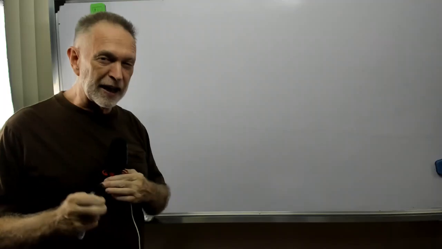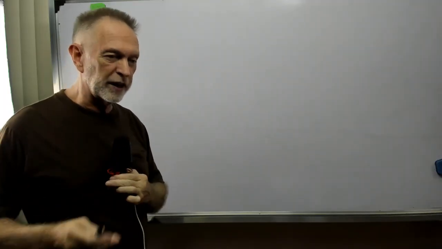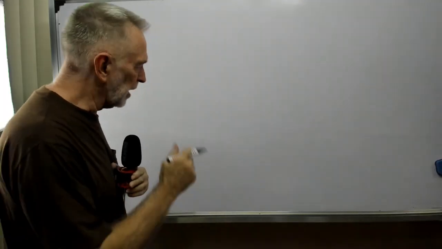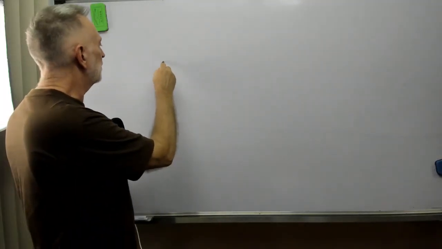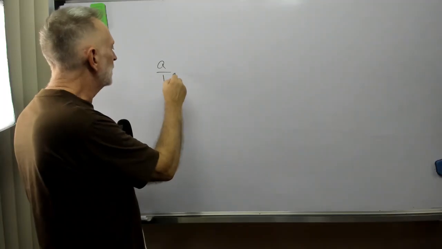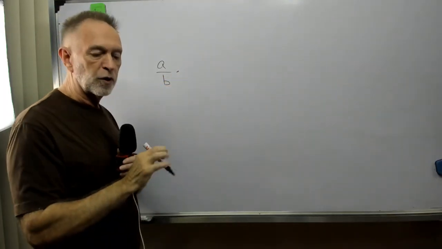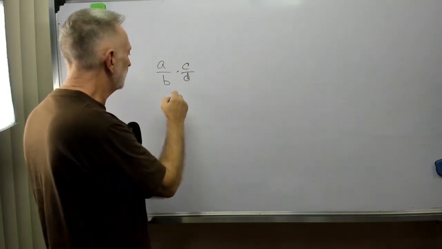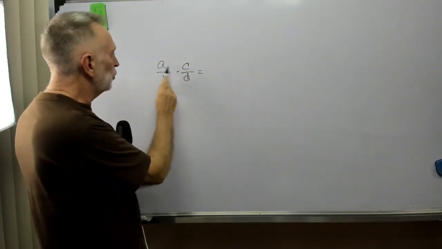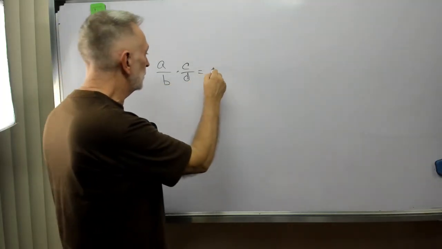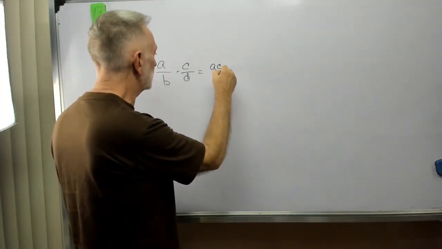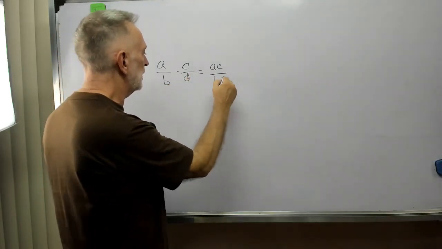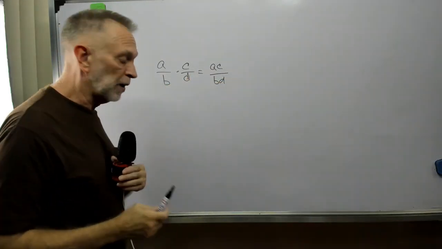Okay, before we dive in, there's a few things we need to understand. One of them would be multiplying fractions. If I have A over B, and I'm going to use a dot for multiplication, A over B times C over D, we multiply the numerators, the things on top, which would be A times C, so AC, and B times D, BD. That's the way you multiply a fraction.